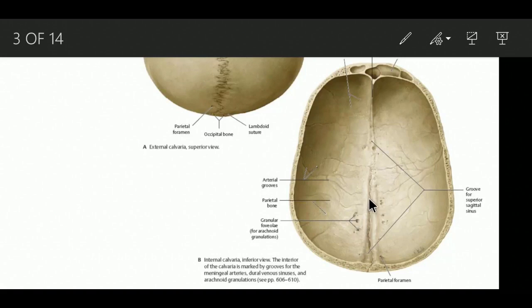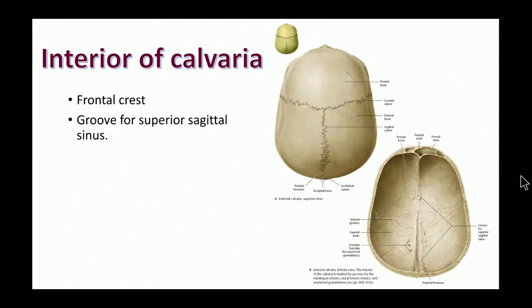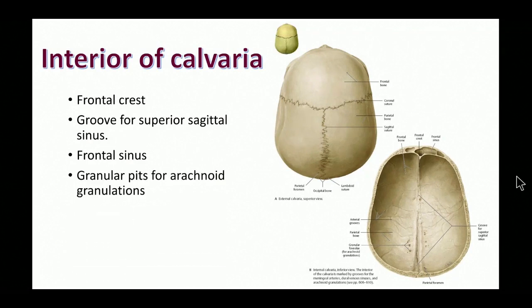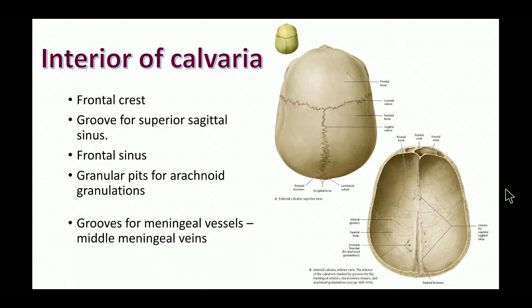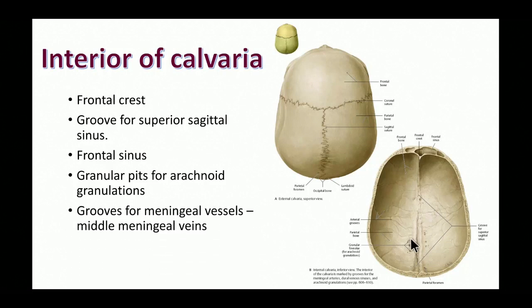Then you also see the parietal foramina, which transmit the emissary vein from the superior sagittal sinus to the extracranial veins of the scalp. So, mainly you come across pits or arachnoid granulations, grooves of the middle meningeal vessels, frontal crest, and then impressions formed by the superior sagittal sinus.